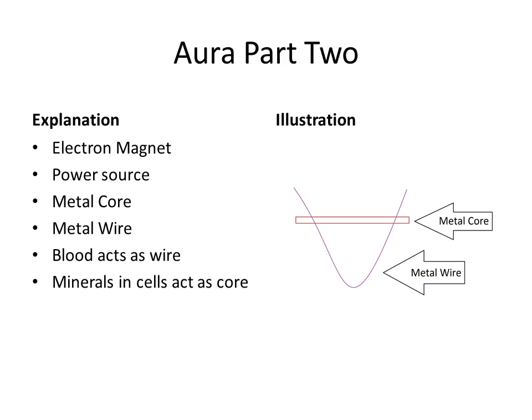Aura, Part 2. To create an aura, you also need an electron magnet, which requires a power source, a metal core, and a metal wire. You take the wire and you wrap it around the core, then you apply power to the wire, and you create an electron magnet. You can also coil this wire up around the core and create a better source of magnetism. Now, looking at the human body, the blood acts as a wire, and the minerals in the cell act as a core. We already have the power source from the cells themselves. This creates a magnetic field around the body.